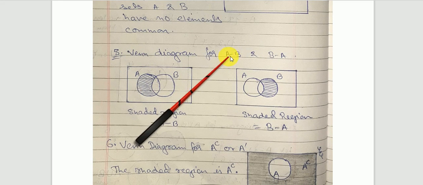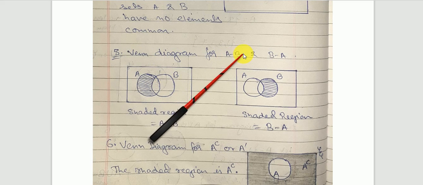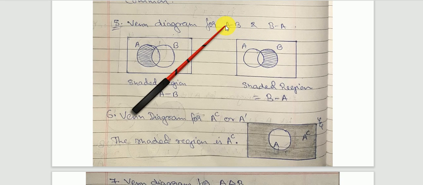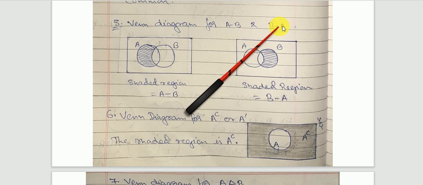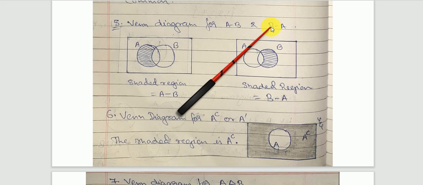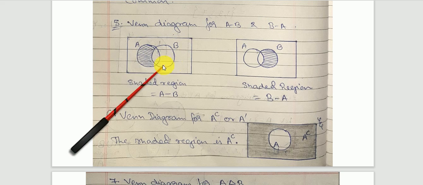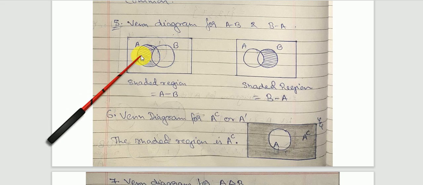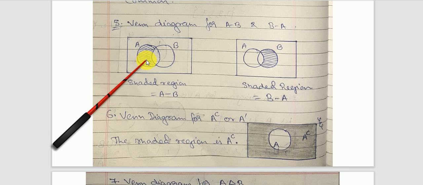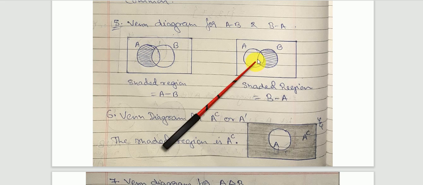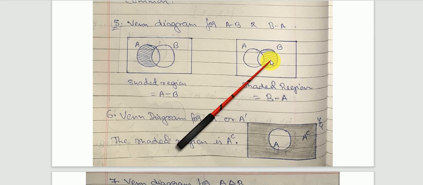The Venn diagram for A minus B and B minus A. A minus B means what? It is the set of elements which contains only elements of A, and B minus A is the set which contains elements of B only. Here two sets are there, A and B. This shaded region represents A minus B because it has only the elements of A. And B minus A is represented this way because this shaded region contains only the elements of B.